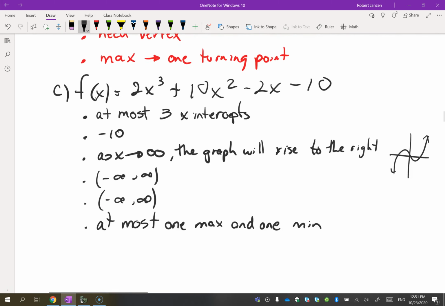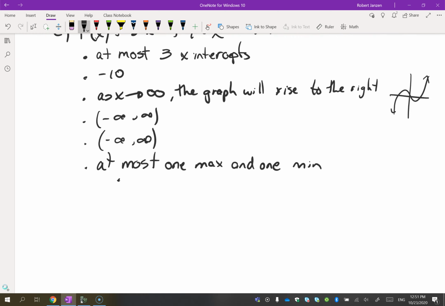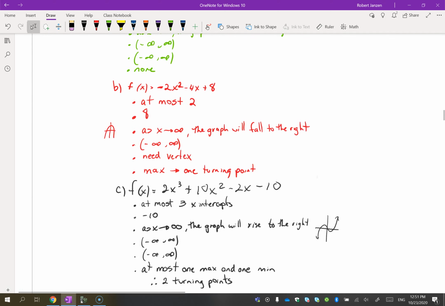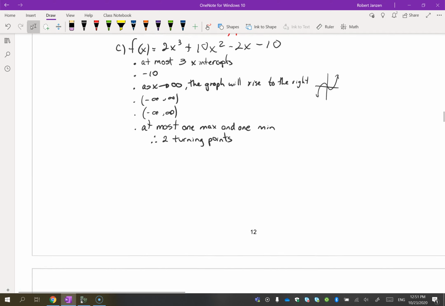Okay, so that means what? Therefore, 2 turning points. Now it's possible it doesn't have 2 turning points. It might only have 1. It might not even turn. You know, it depends what that graph looks like. Okay? So that's what we're looking at just by looking at the equation, what we know already.